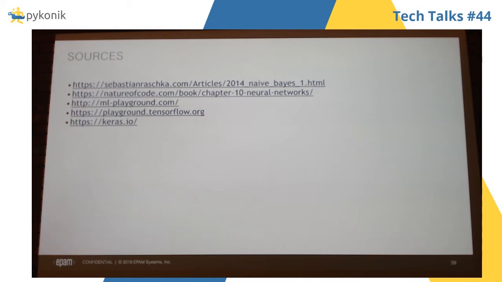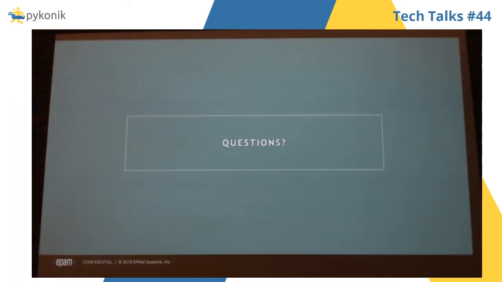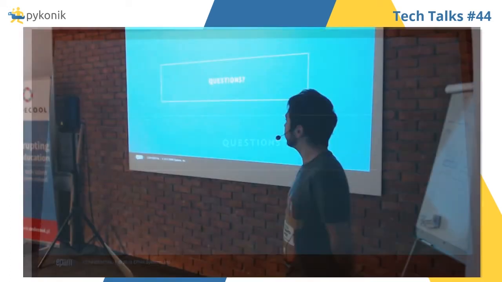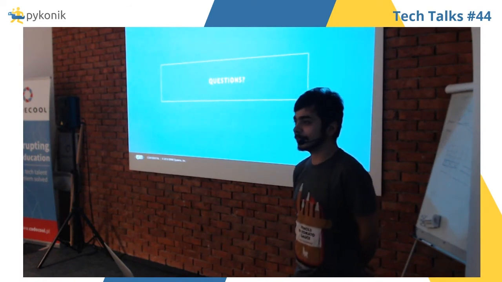And for some sources or books about machine learning, I would strongly recommend reading natureofcode.com. It has a very clear overview about neural networks and machine learning. Also, I can share my presentation with you. It would be great to check the links, etc. That's it. Is there any question?